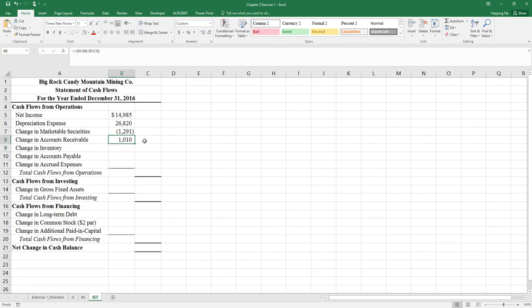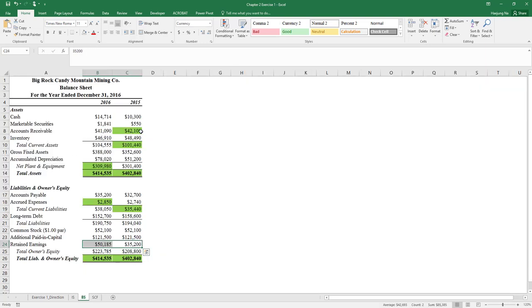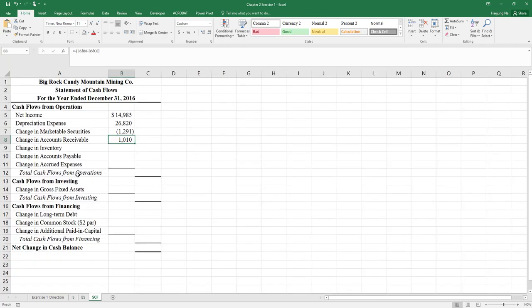1010. Here the value is a little different because this is not a negative value but a positive value. What it means is, if you go back, you find that accounts receivable actually decreased. Because it decreased, and it has an inverse relationship, it results in an increase in the cash flow.